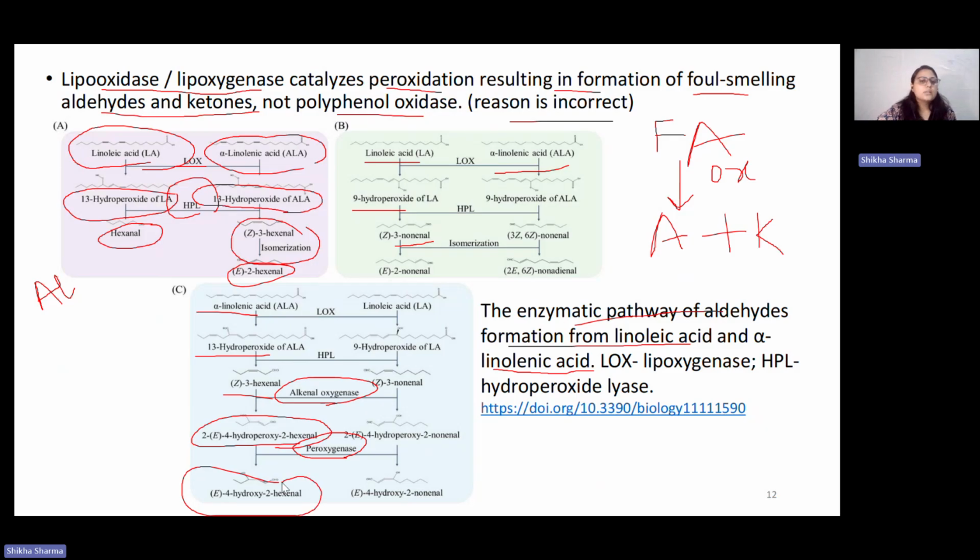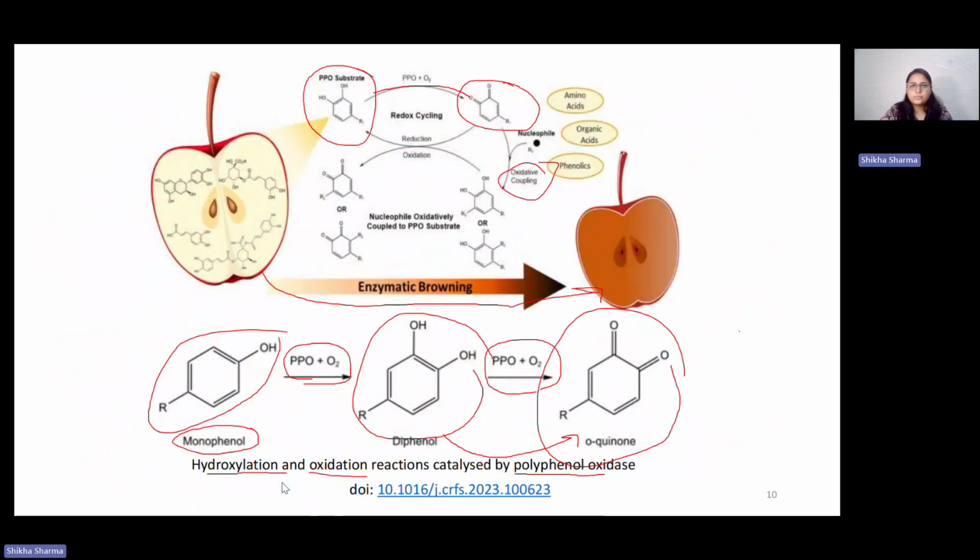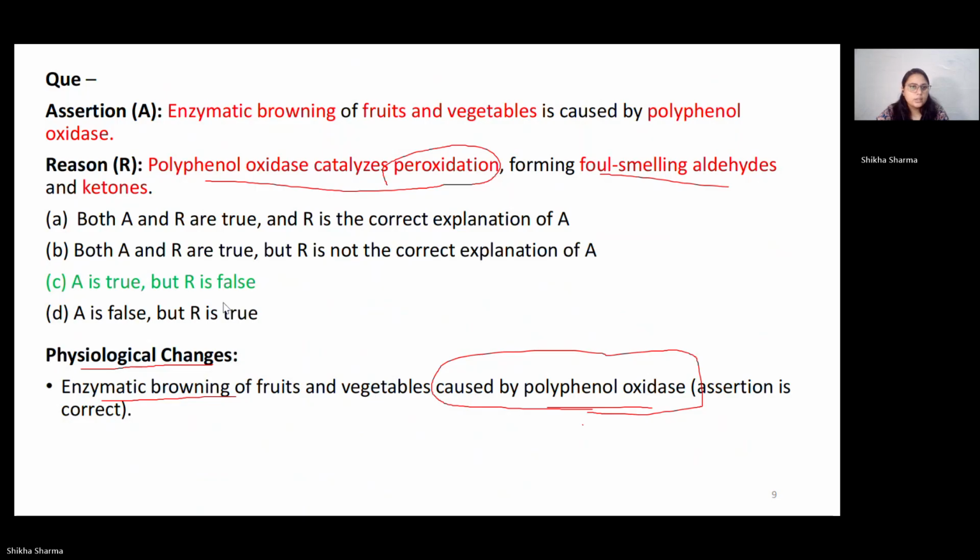So like this, a chain of different compounds is formed when different enzymes are acting. But mostly these reactions will start with the help of the lipoxygenase enzymes, and further different enzymes will act, and the fatty acids will be converted into either the ketone form or the aldehyde. So from here, we can say that the reason is false here, right?